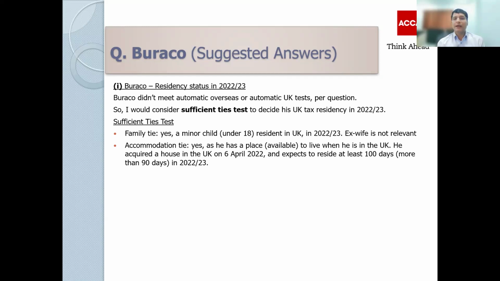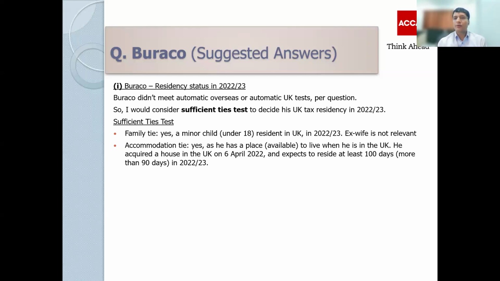In his case, it is the house, and not the hotel. He has acquired a house in the UK on 6th of April 2022, which is 22-23. Therefore, he does have accommodation, and he satisfies this test. And he expects to reside for at least 100 days.